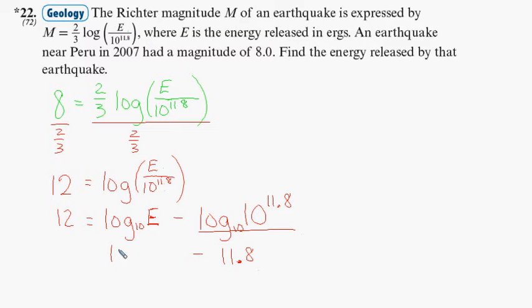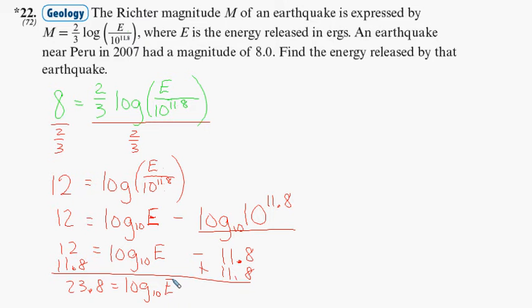So we have minus 11.8, we've got a log base 10 of E equals 12. So we bring this plus 11.8 over, plus 11.8 here, so that gives us 23.8 equals log base 10 of E. Now, I suspect this is a little bit easier to see now because we can say 10 to the 23.8 power equals E. That is just taking it simply from logarithmic notation to exponential notation.